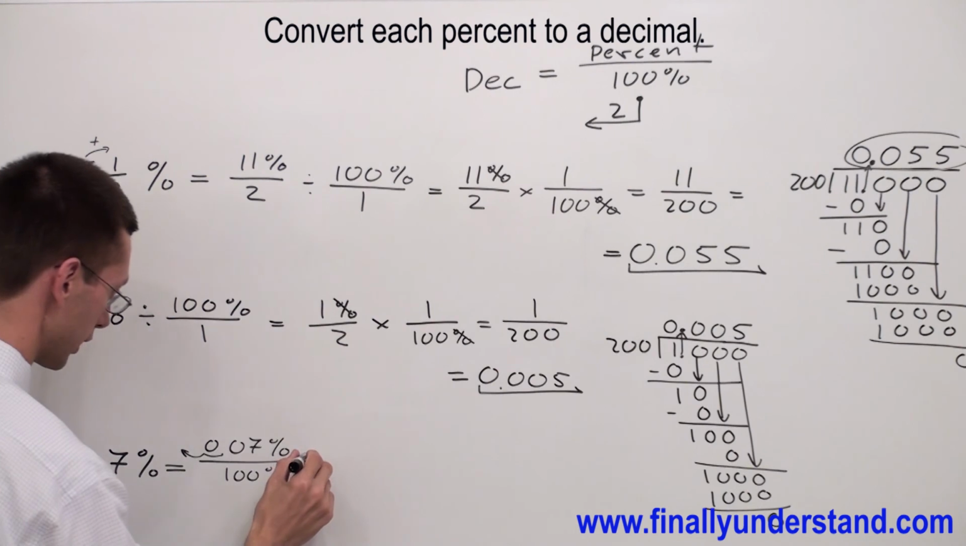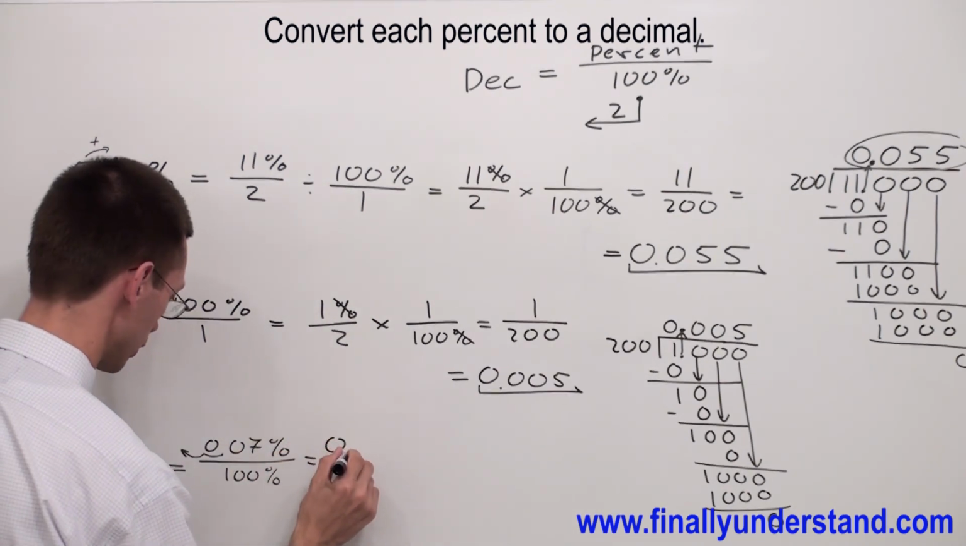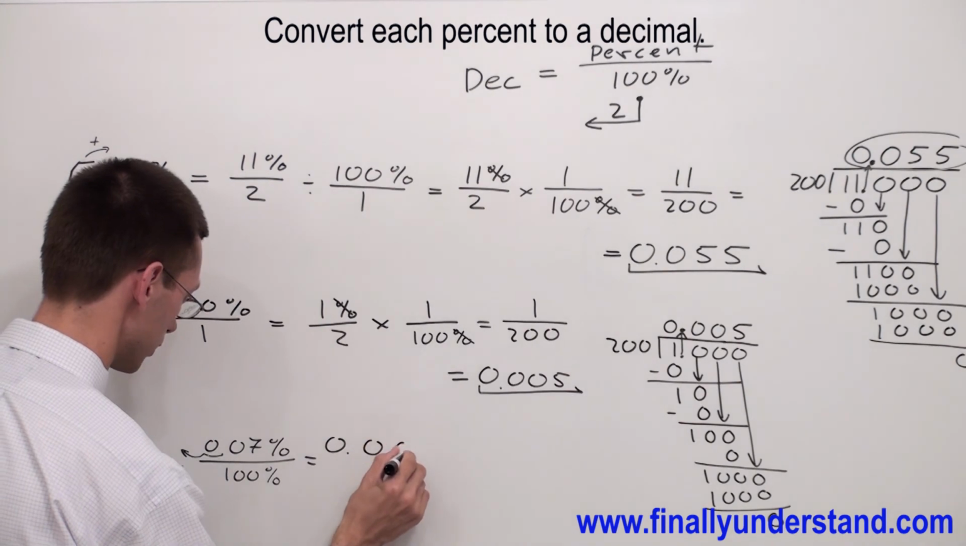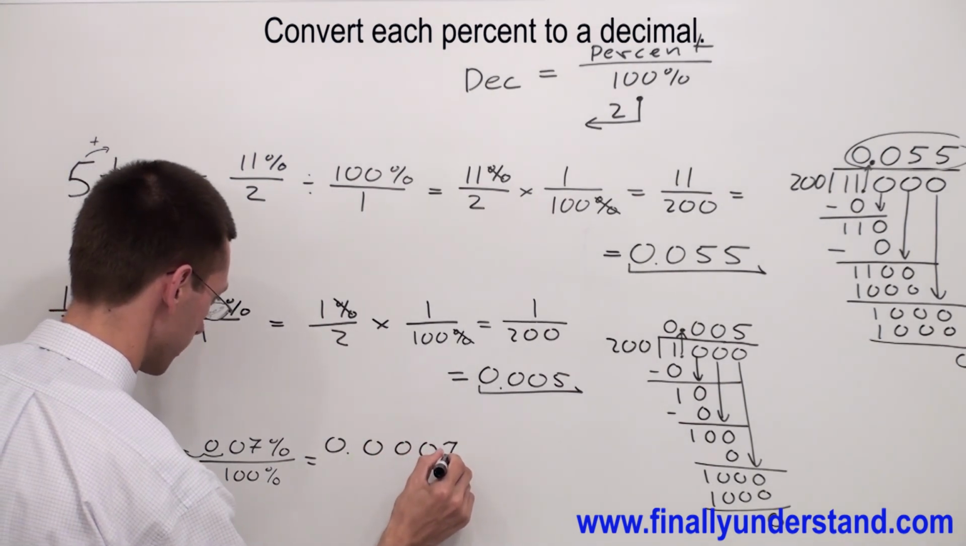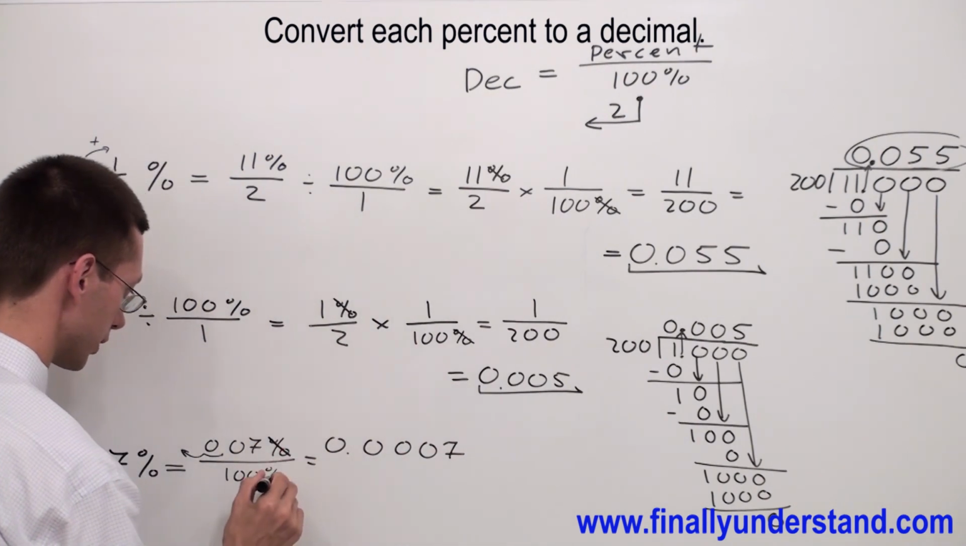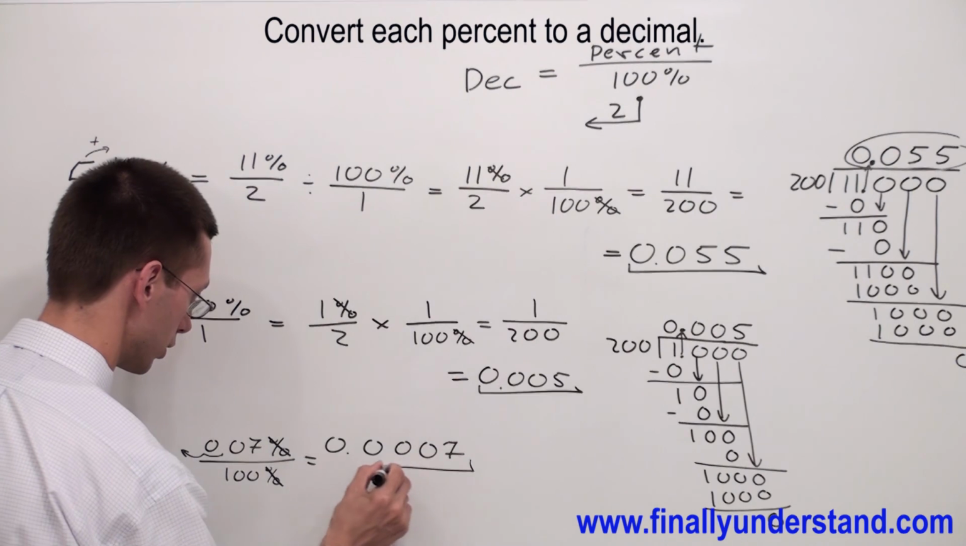Okay, so the empty space you have to fill up with 0. That's why you are going to have 0.0007. Remember, percent and percent will cancel out. Okay, and this is the solution to this problem.